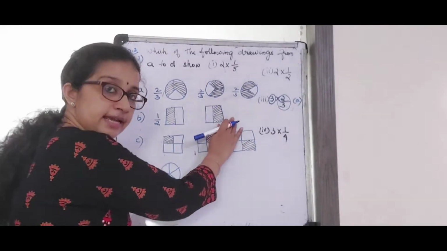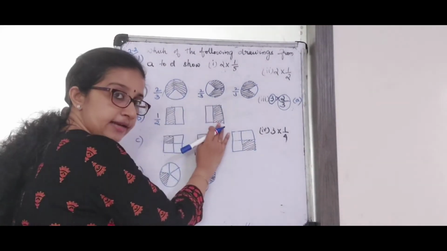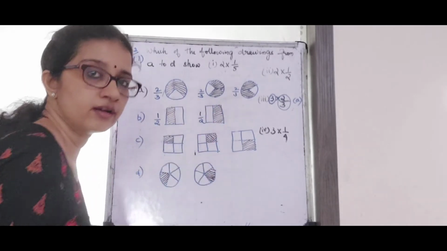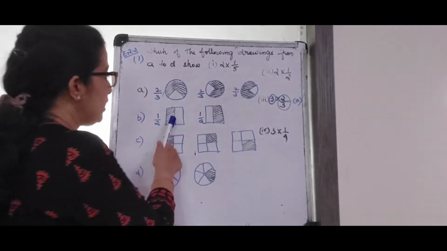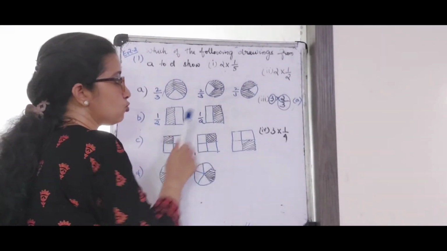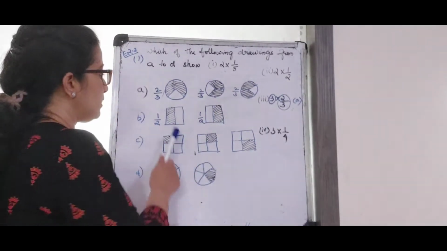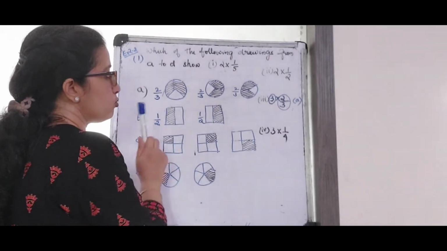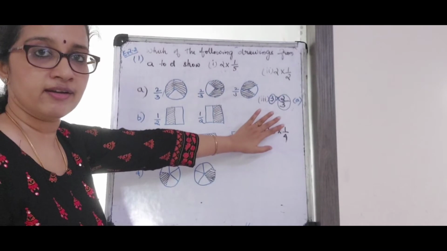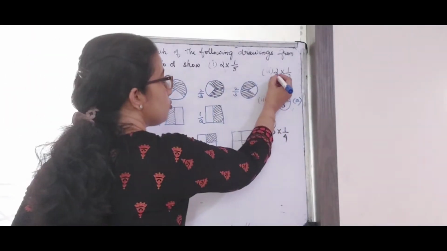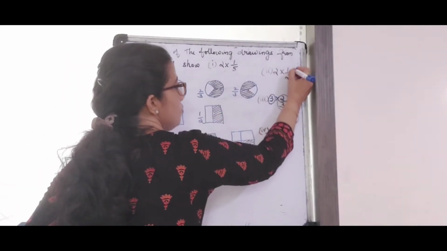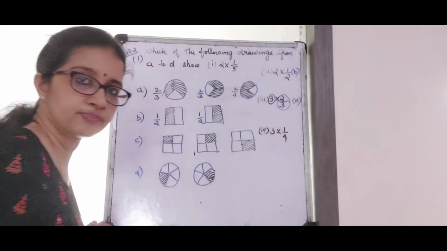Now this is also the same thing. Again, another rectangle with 2 parts, out of which 1 is shaded. 1 by 2. So how many rectangles are here? 1 and 2. So how can we write it? 2 into 1 by 2. Is there a 2 into 1 by 2 here? Yes, we have a 2 into 1 by 2 here. So this B corresponds to 2 into 1 by 2.